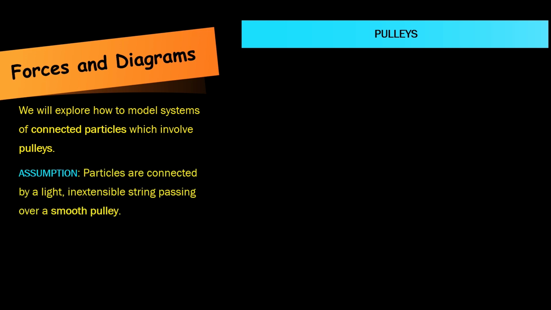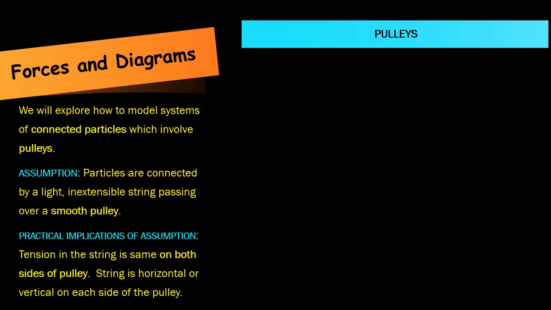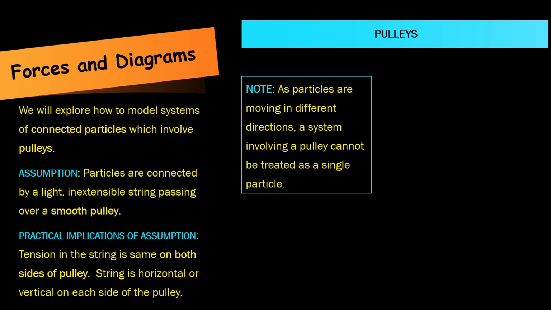The assumption that we will be making is that particles are connected by a light, inextensible string passing over a smooth pulley. The practical implications of this assumption are that the tension in the string is the same on both sides of the pulley. Also, the string is horizontal or vertical on each side of the pulley. Note that as particles are moving in different directions, a system involving a pulley cannot be treated as a single particle.